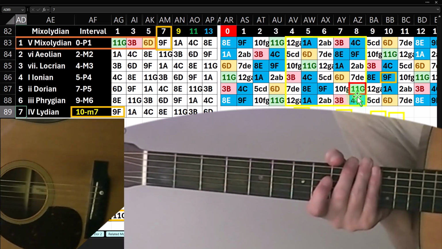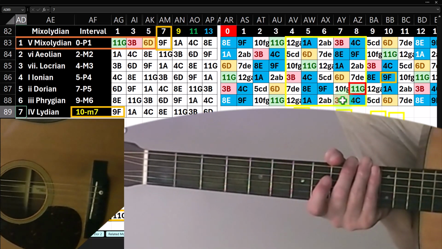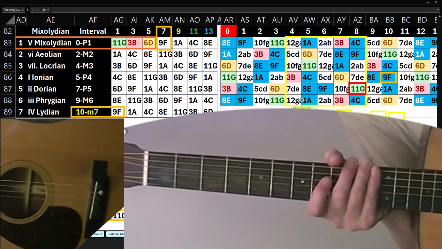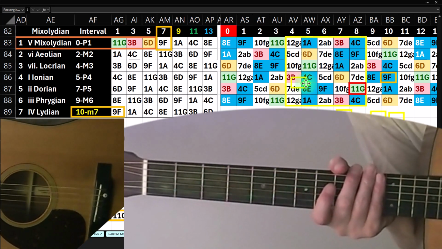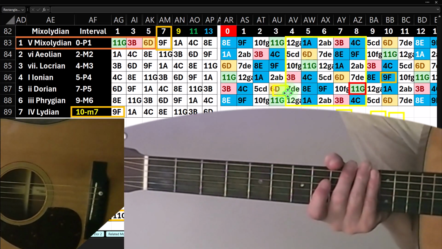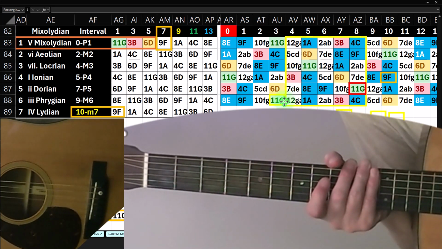All right, so what if I didn't cross the fault line? What if I was down here and I didn't cross the fault line?